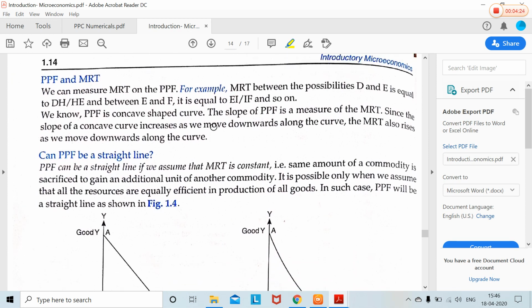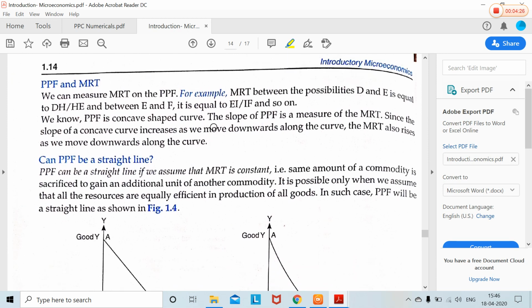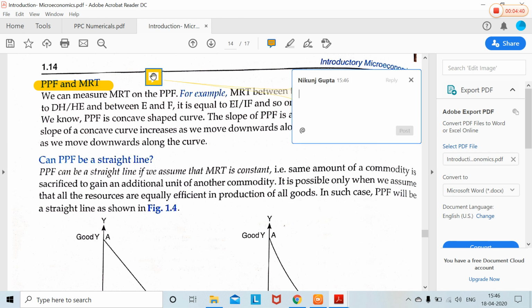The remaining portions in the chapter are not there in the syllabus. Though we have done PPC and MRT, it is an important question also, like discuss the concept of PPC and MRT. So this can be asked as an important question. Construct your own hypothetical example. Hypothetical is like your own imaginary numbers. Construct your own hypothetical numerical example to explain the concept of MRT and PPC. So you have to do this question in the register also.